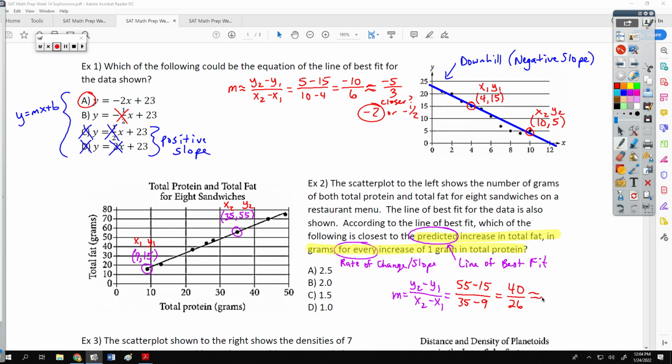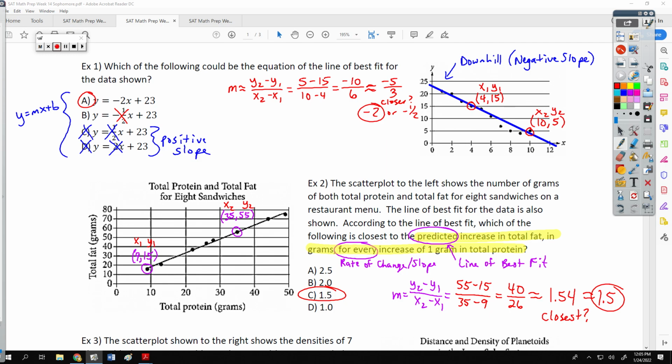We've got our calculators available to us here. So let's run that number through a calculator and see what we get out. So 40 divided by 26 is approximately 1.54. So which one is the closest? Well, hopefully you would realize that 1.5 is the best approximation for the slope there in example 2.